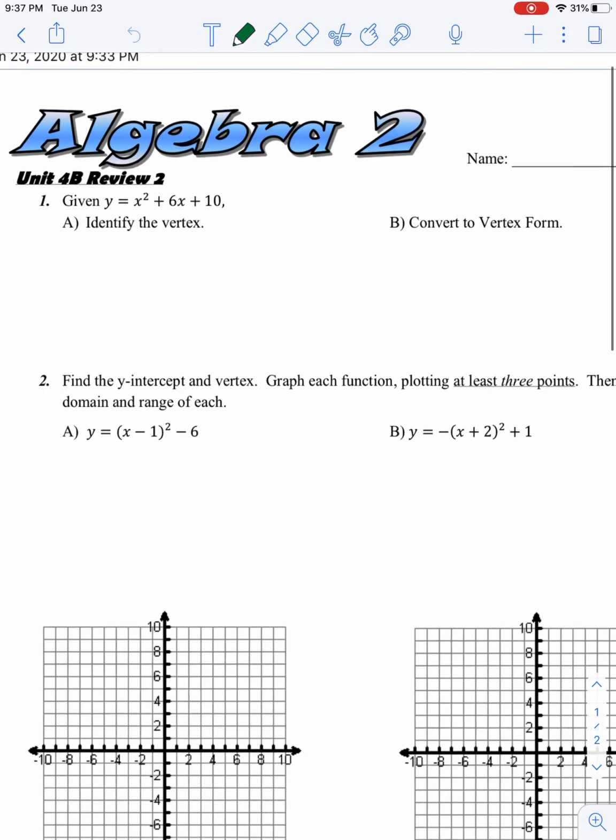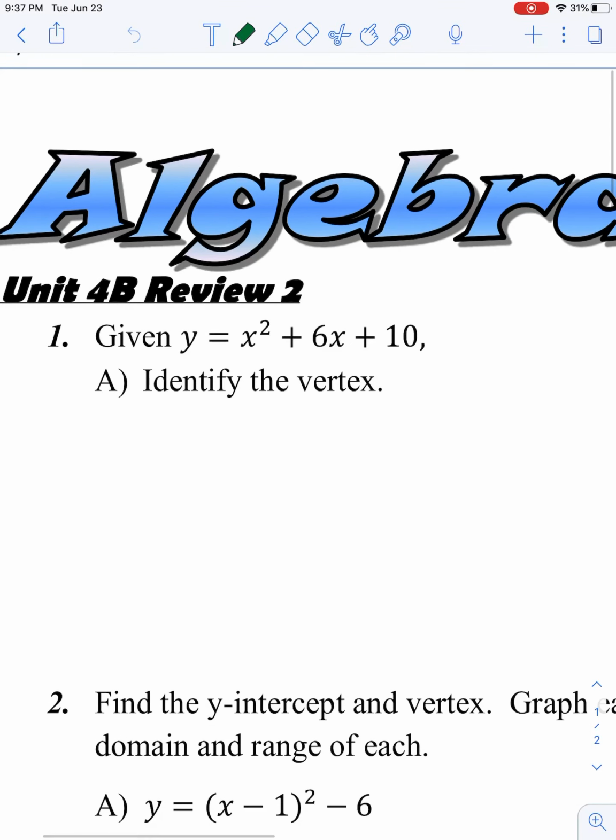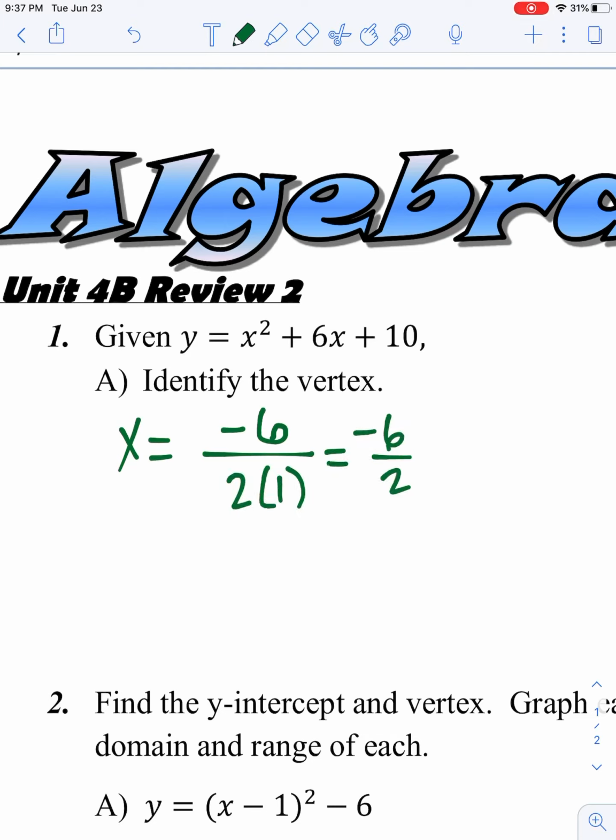All right, so for number 1, since this is standard form, to find the vertex, I have to use x equals opposite of b over 2a. So b is positive 6, which means I take a negative 6 divided by 2 times a. So negative 6 divided by 2 is equal to negative 3.